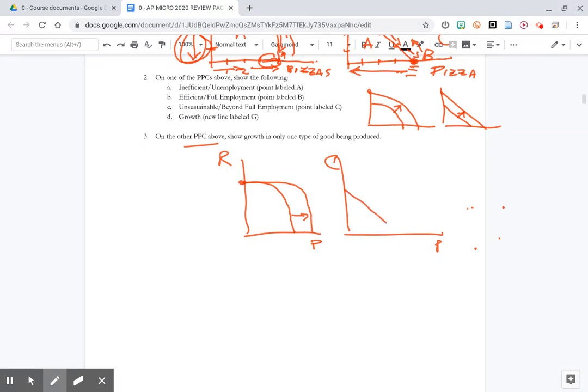And like this one, if you got better at calzones, but not at pizza, that would be a little strange. It just kind of shifts that curve up along this axis. So it basically stays the same and then kind of rotates the curve, actually, is what's going on there. So that's what's going to happen if there's growth in only one type of good being produced. So hopefully this helps you make sense a little bit of the PPC. I'll see you next time.